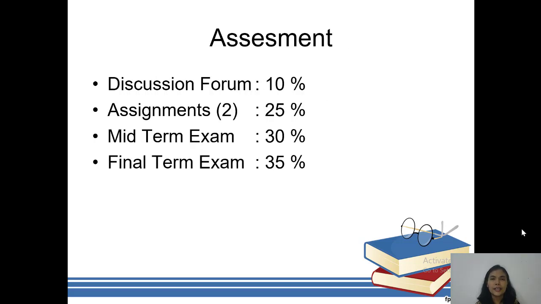As you can see here in the assessment, it is not much different from last semester. There are 4 elements that I'm going to assess. There will be a discussion forum, 2 assignments, 1 midterm exam and 1 final exam. The percentages will be 10% for the discussion forum, 25% for the assignments, and 30% and 35% for the midterm and final exams respectively.